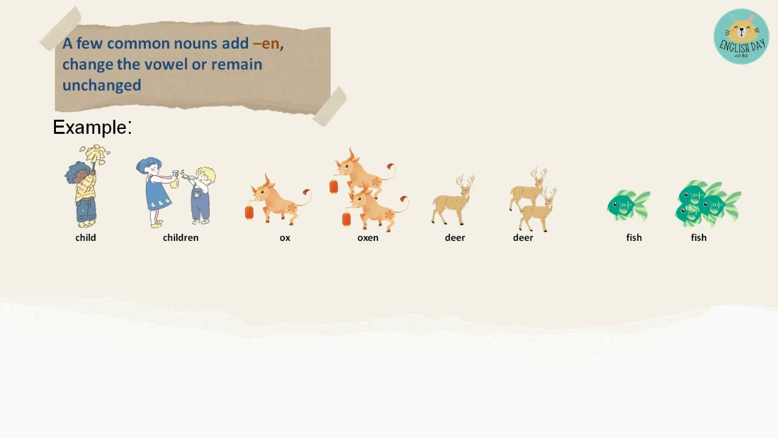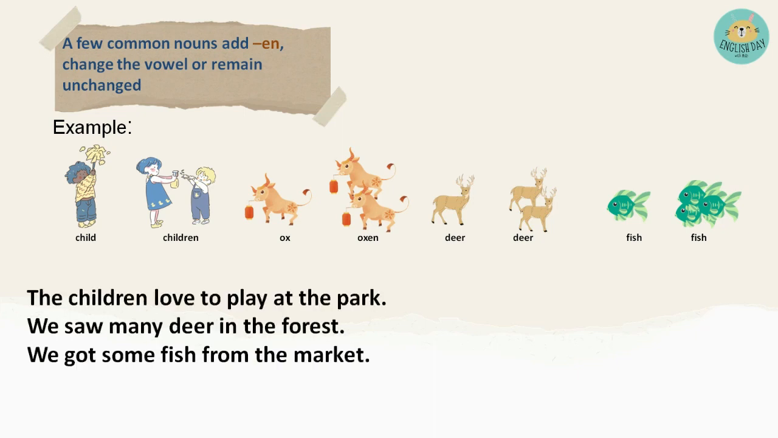And we also have some examples here wherein it remained unchanged, meaning there was no change in spelling and we didn't have to add anything. Like the examples deer and fish. Now let's have some examples. The children loved to play at the park. We saw many deer in the forest. We got some fish from the market.